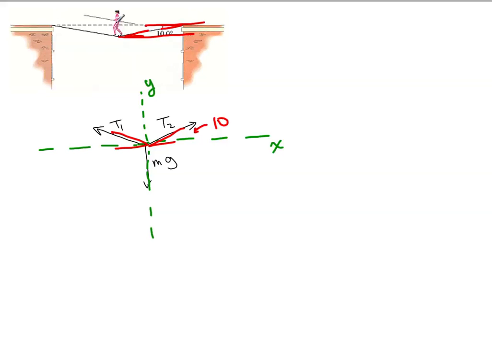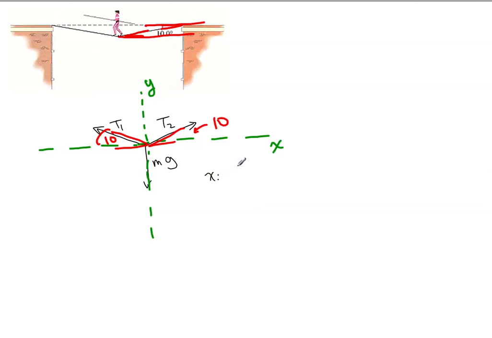Now, it said that she was halfway in between, and if you do some geometry and think about it, you'll realize that this triangle has to be isosceles, and so this angle up here also has to be 10, so this angle down here also has to be 10. So now we're ready to write our two equations.